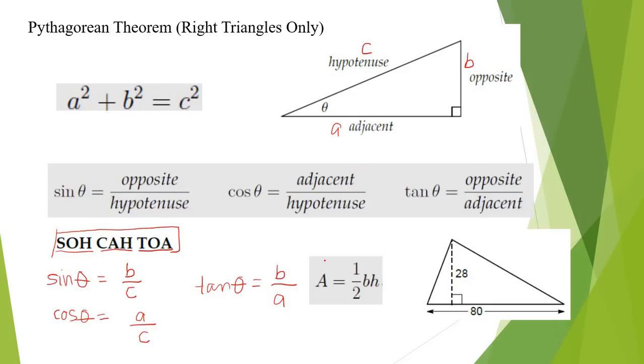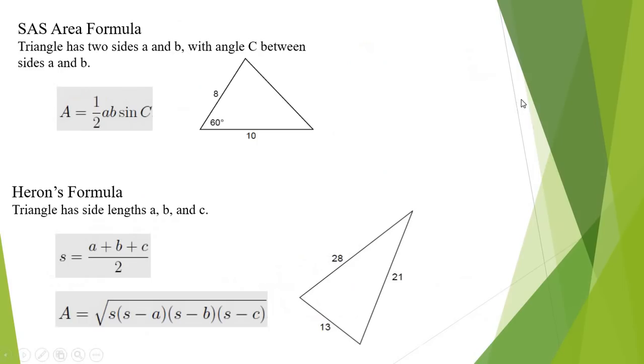Now, to determine the area, we simply follow this formula. We have 1/2 B H for determining the area of our triangle. So, let's move on to the next topic.